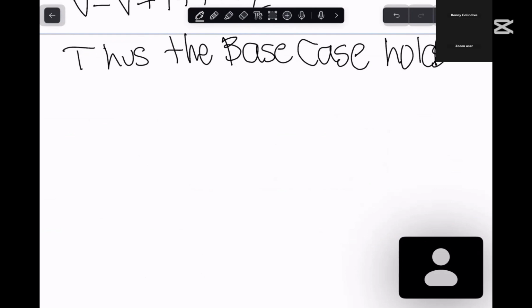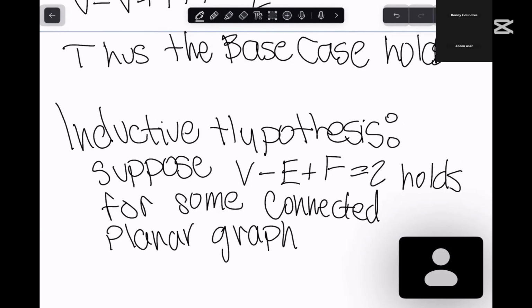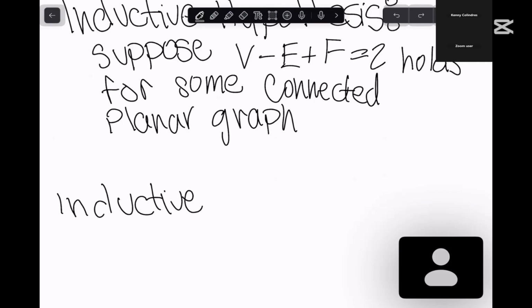Now for the inductive hypothesis. Suppose V minus E plus F equals 2 holds for some connected planar graph with V vertices, E edges, and F faces. Now we can go to the third step, which is the inductive step. We must prove that if we add one more edge to the graph, Euler's formula still holds. There are two different ways to do this, which means there are two different cases.